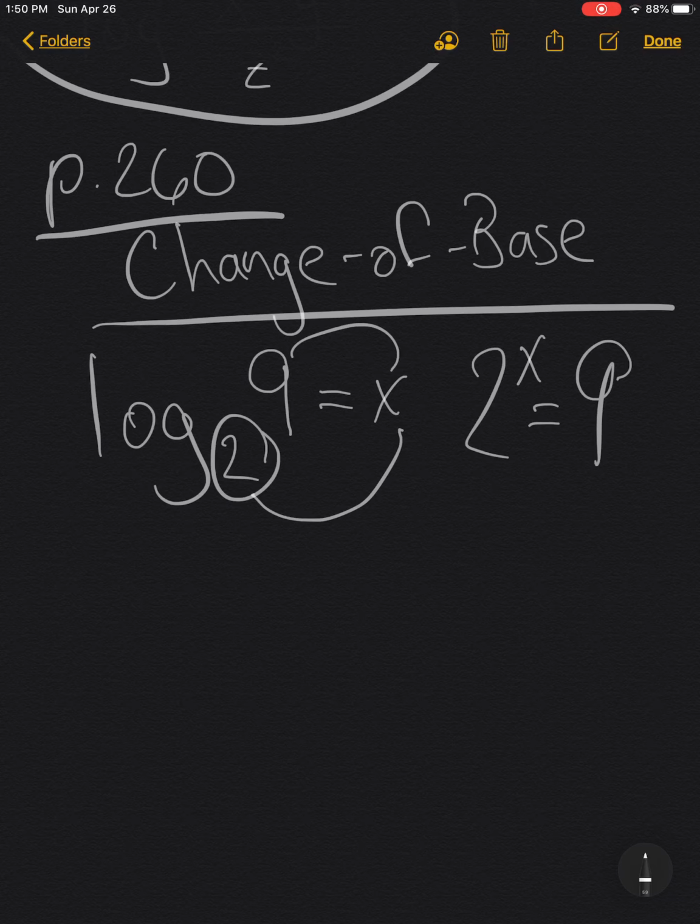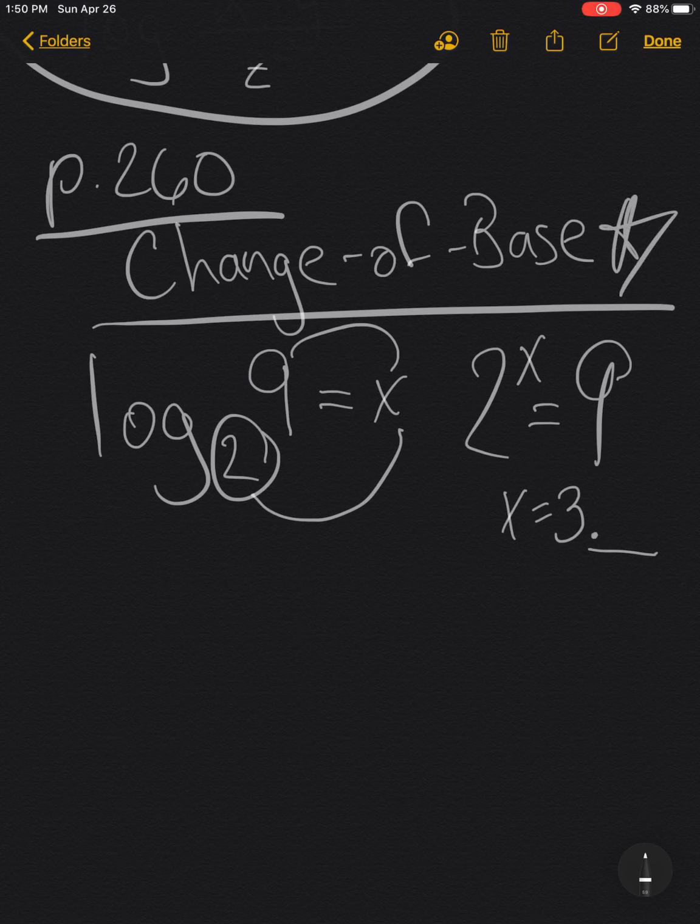So if you notice, there's no integer that if I place it in there, it's going to give me 9. But I do know that 3 is going to give me 8. So this is going to be a number that's close to 3, but it's not exactly 3. If you get a situation like this, now you can solve it using what we call the change of base formula. So here's how you apply it.